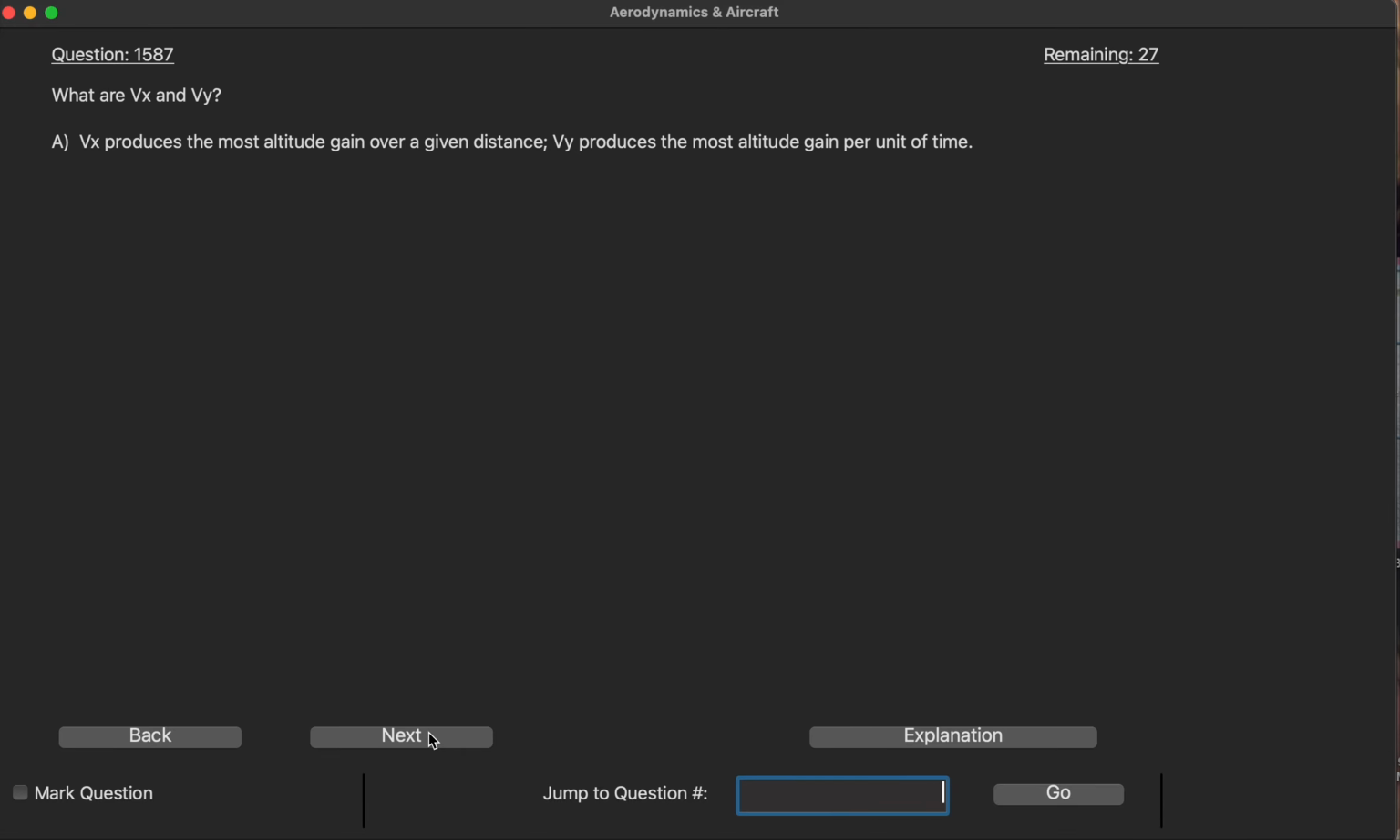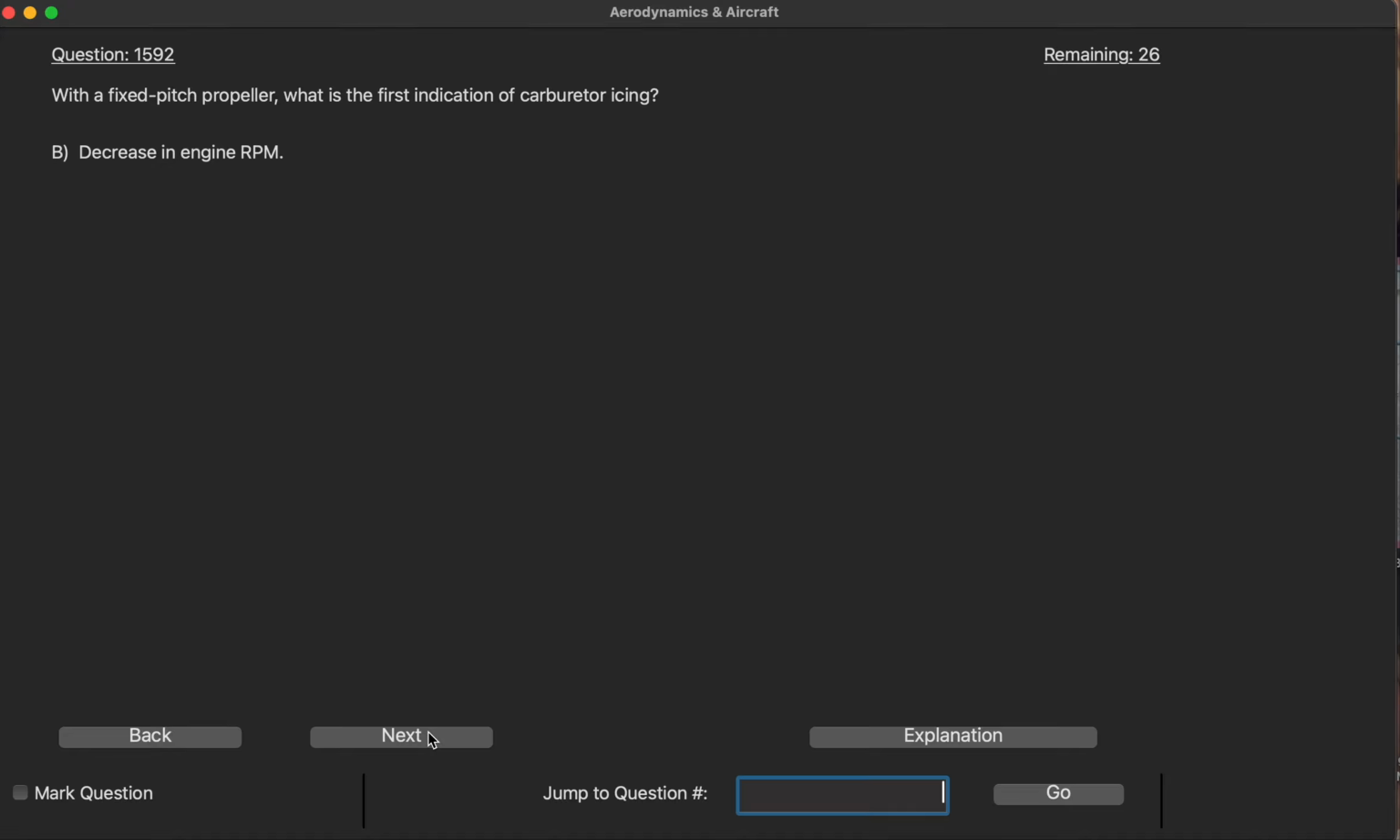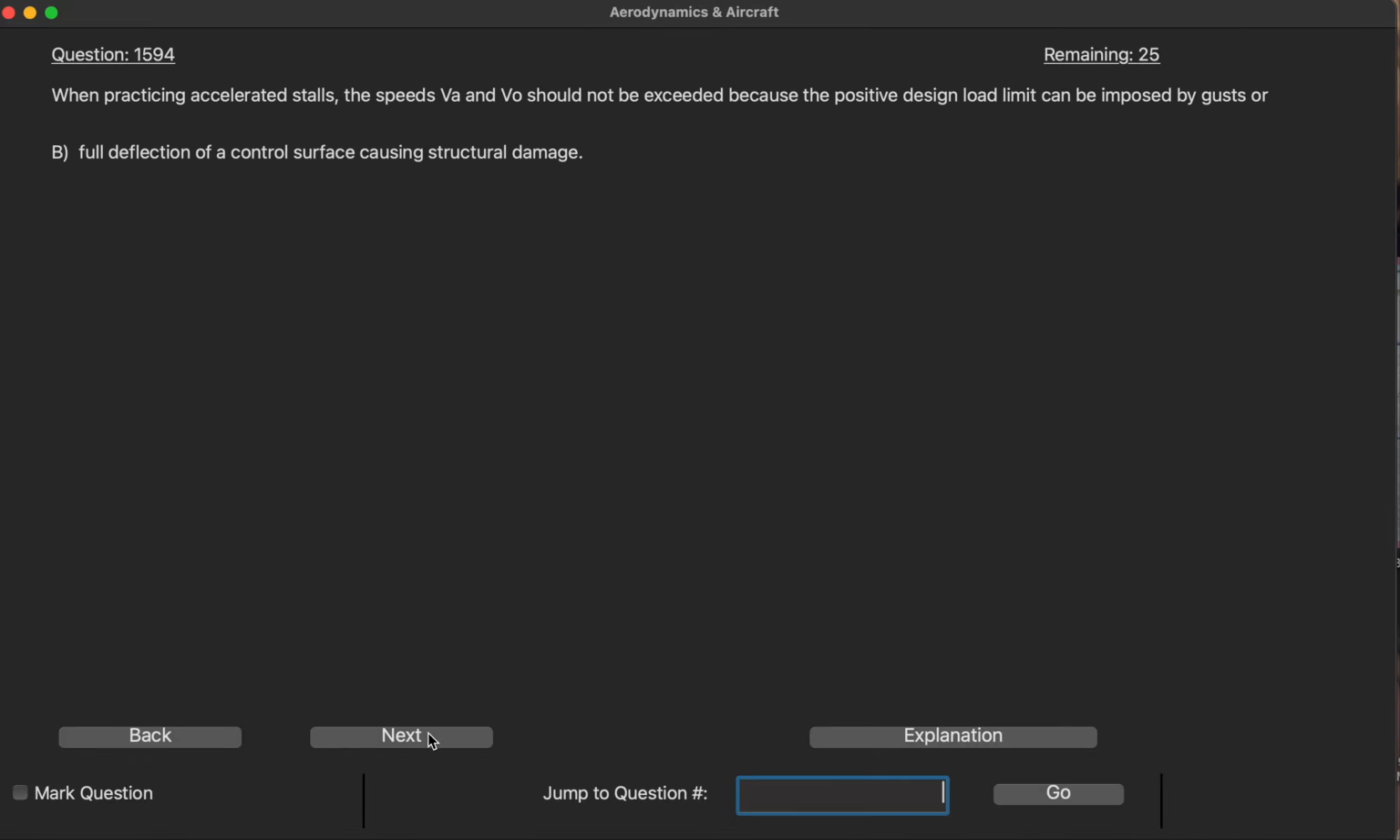What are Vx and Vy? Vx is most altitude gain over a given distance. Vy produces the most altitude gain per unit of time. With a fixed pitch prop, what is the first indication of carb ice? Decrease in engine RPM. When practicing accelerated stalls, the speeds VA and VO should not be exceeded because the positive design limit load factor can be imposed by gusts or full deflection of a control surface, causing structural damage.